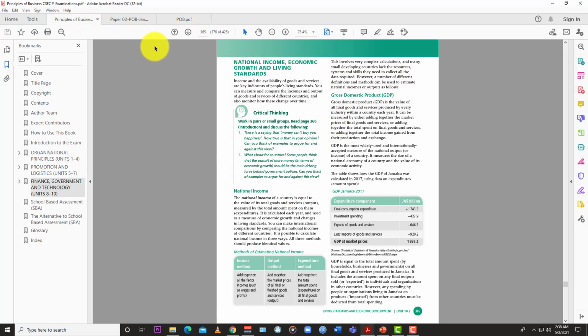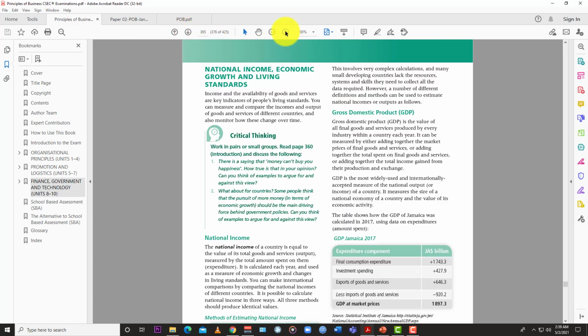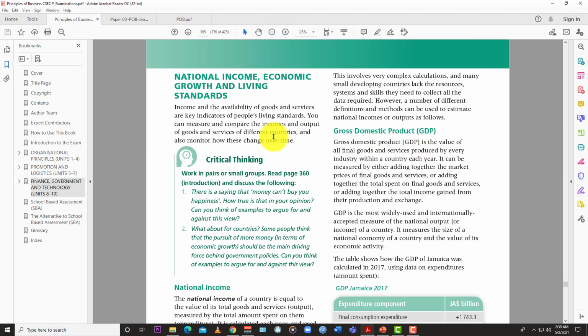Gross domestic product, right here again, you have the definition in the next textbook, is the value of all final goods and services produced by every industry within a country each year. And so you'll see the difference between GDP and GNP. So that's GDP: the monetary value of goods produced within a country for a given time period, usually 1 year.